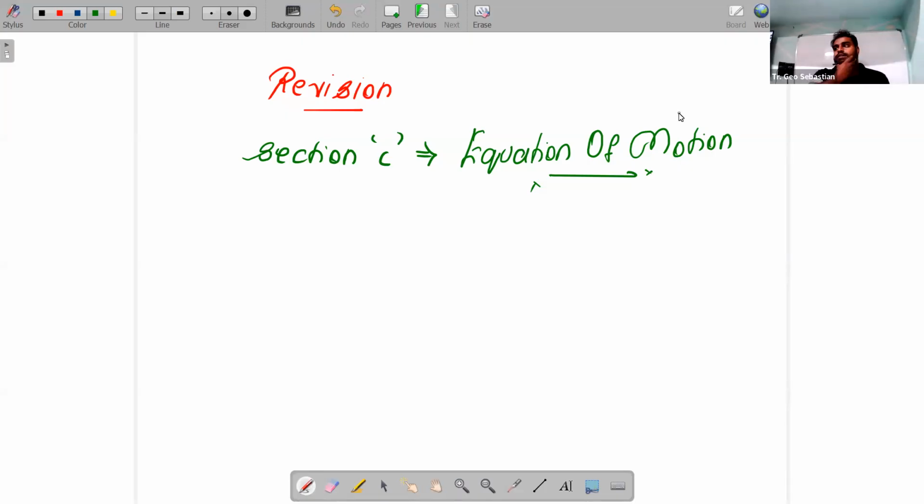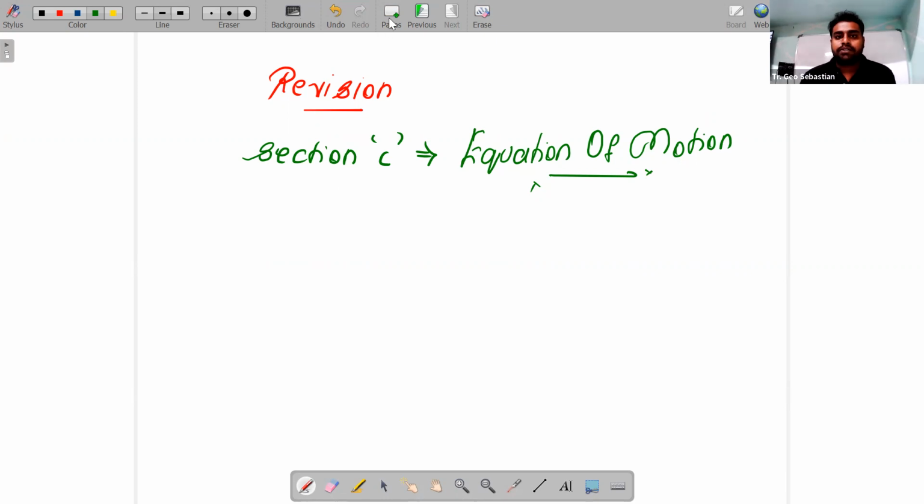Good evening, children. Today's class we are starting with the equation of motion, section C. Motion in one dimension, all the basic ideas regarding the equations, doing the numericals, everything we discussed in the first class. Today's class is the second revision class about this chapter. So in this class we are going to discuss equation of motion, section C.